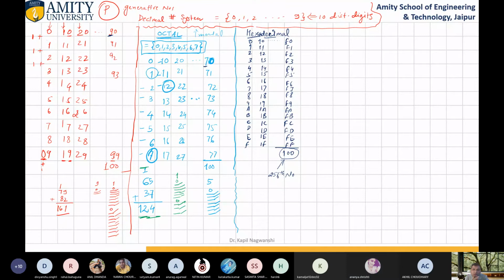Yes, sir. It is the 257th number, because if we count 0 as the first, then it is the 257th. Otherwise, its value is 256, if we start from 0. So this is the way of writing hexadecimal numbers.